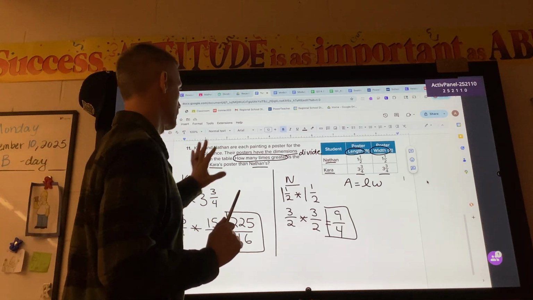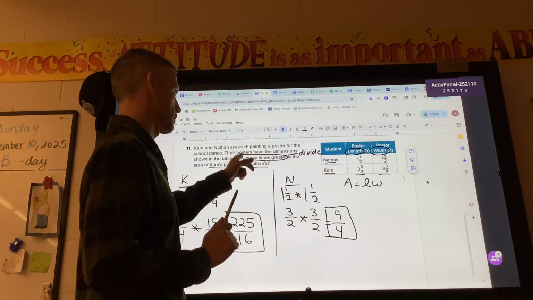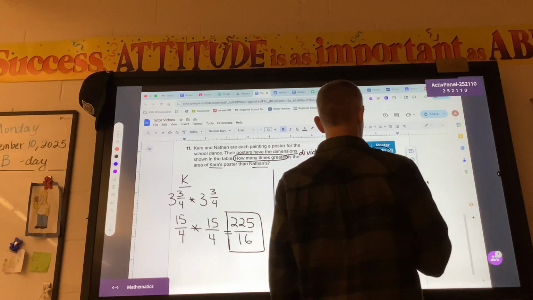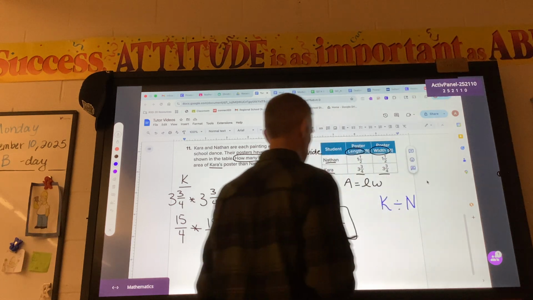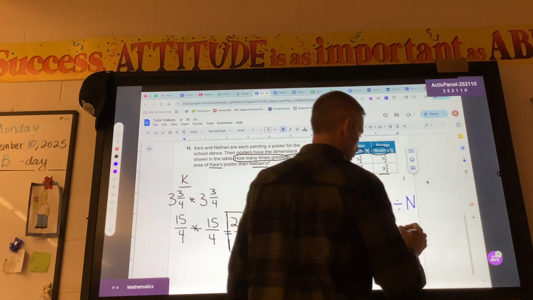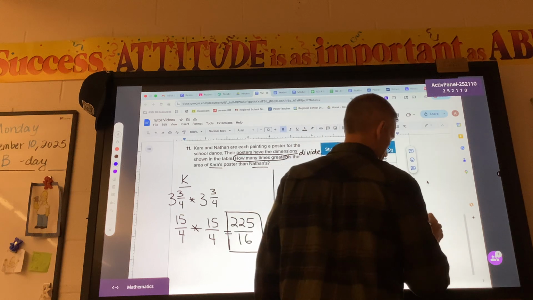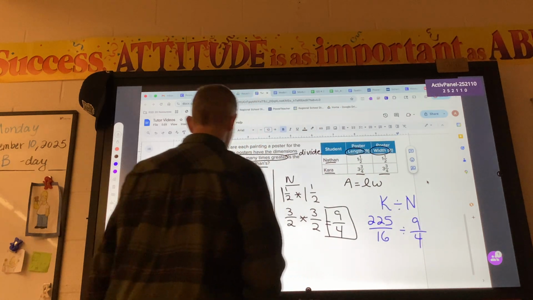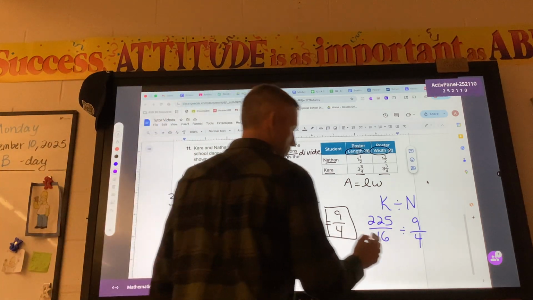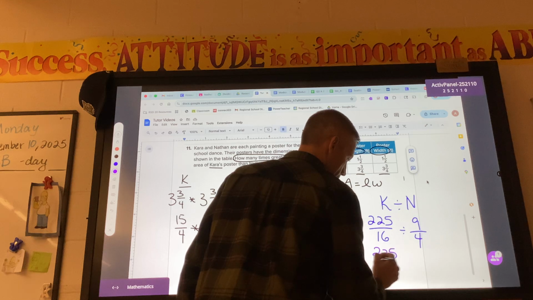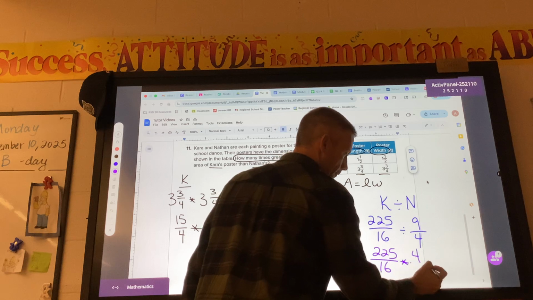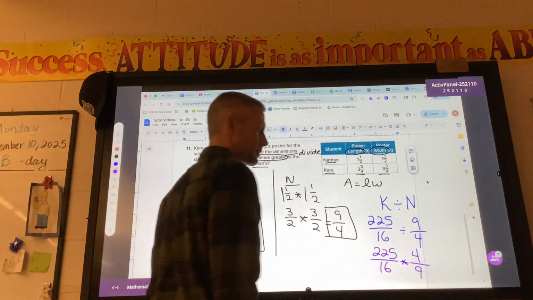Now we have to find how many, I almost said how much larger, but it's not how much larger, I just talked about that. How many times greater means we have to divide Kara's by Nathan's. Kara's was 225 over 16 divided by 9/4, because that was Nathan's. Remember, when we divide fractions, we're going to keep, change, flip. I'll do this in a different color. Keep, change, flip is going to be 225 over 16. That's the keep. We're going to change it to multiply. Flip the second fraction upside down, so instead of 9/4, it's going to be 4/9.